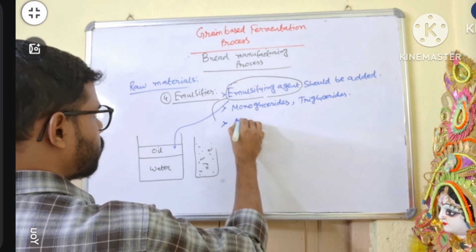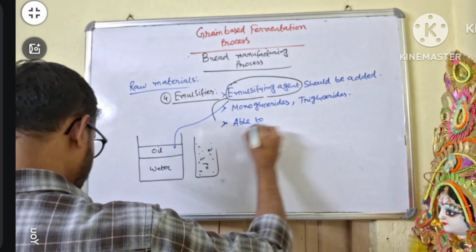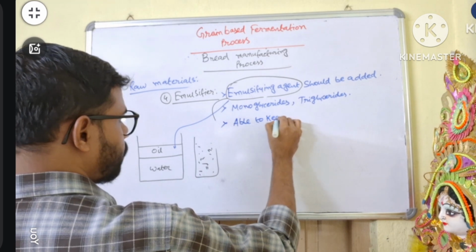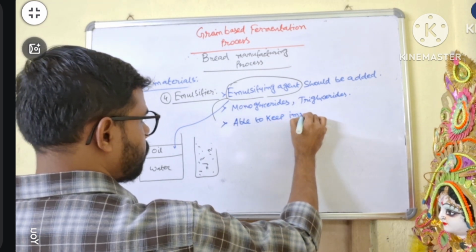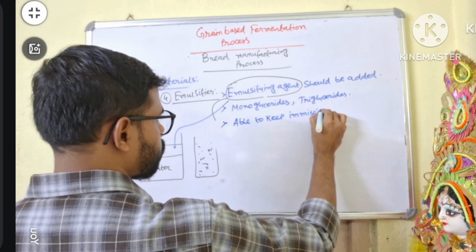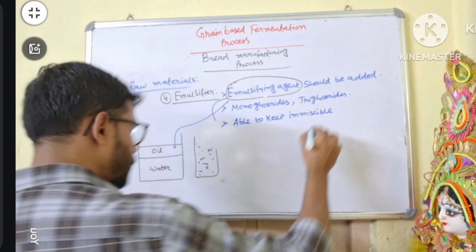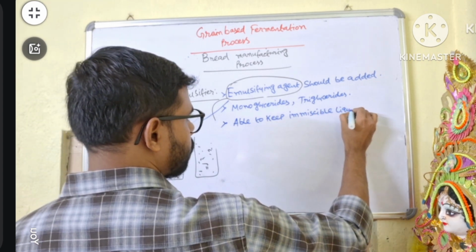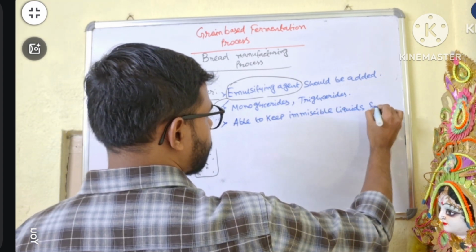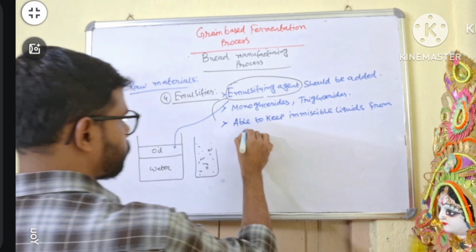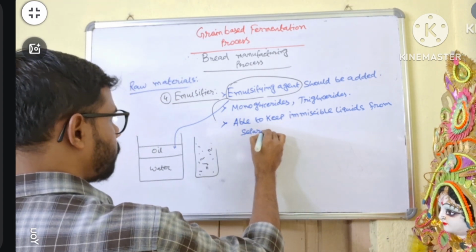So the emulsifying agent's function: an emulsifying agent is able to keep immiscible liquids from separating.